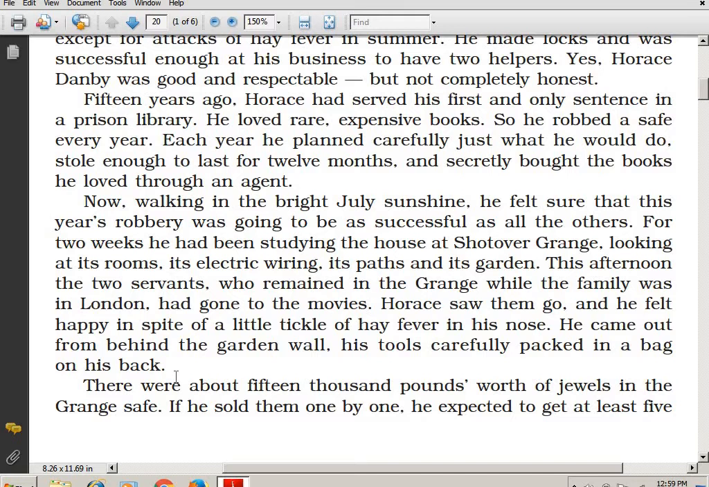So students, what is that? He had been carefully studying the house. How will he be robbing? How will he go? And the house is Shotover Grange, looking at its rooms, electric wiring, the paths, the garden, from where he will get in, where he will get out, his entry, his exit, everything he was studying.